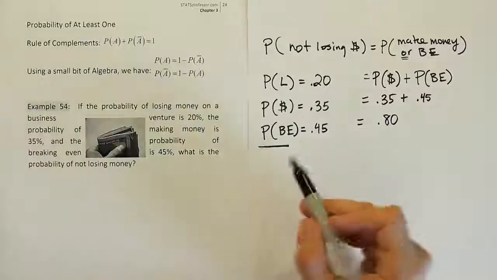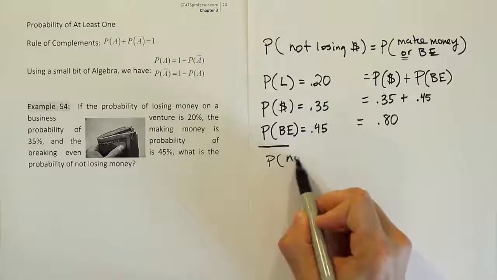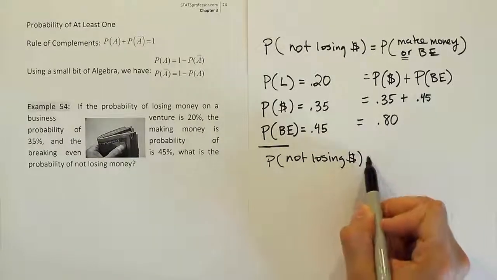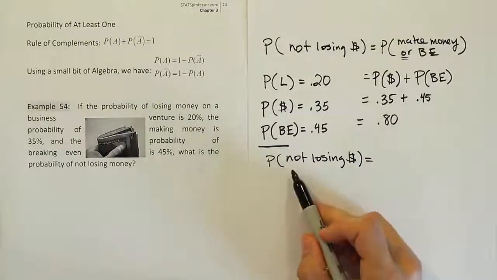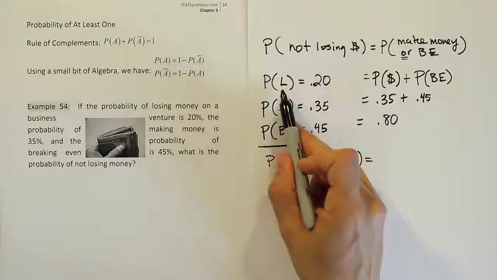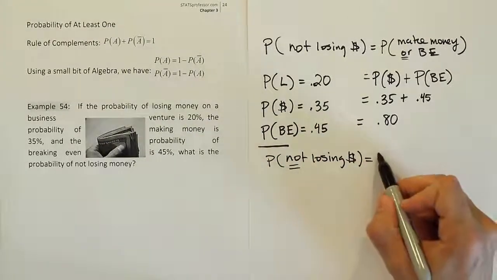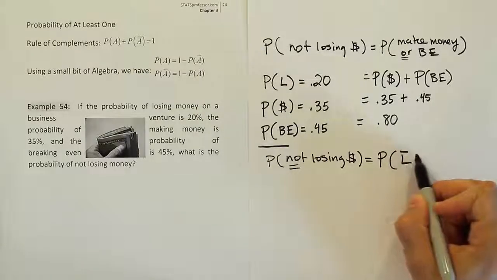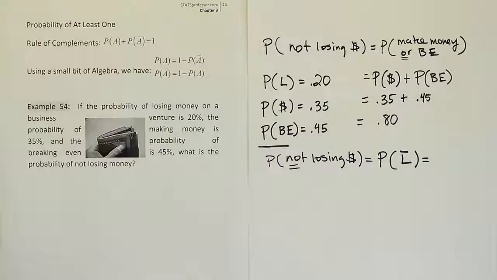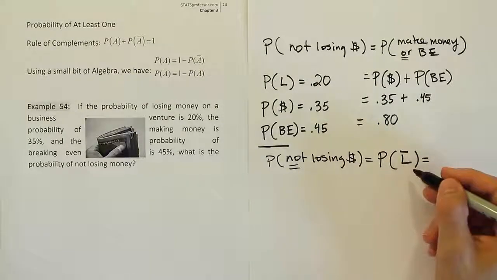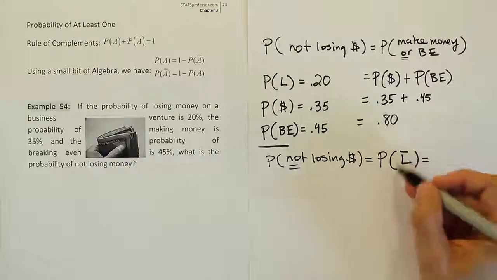The probability of not losing money could be written a different way. You could say, well, not losing money. Well, if this is losing money, right? Then the probability of not losing money can just be represented like this, right? A bar over the L means not whatever's here. So if L stands for losing money, then not lose money is that notation.